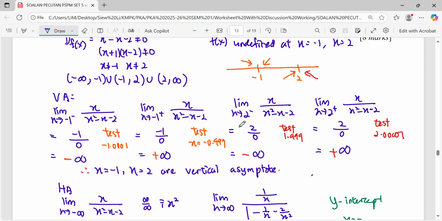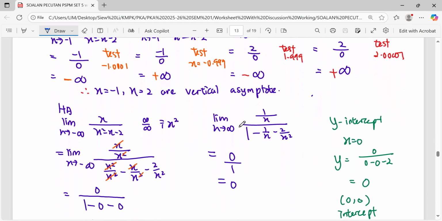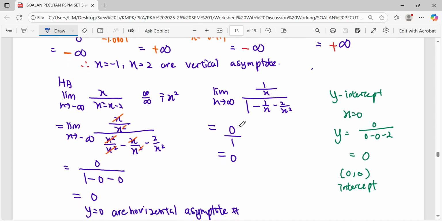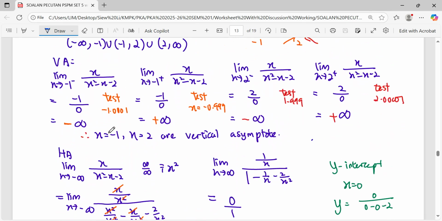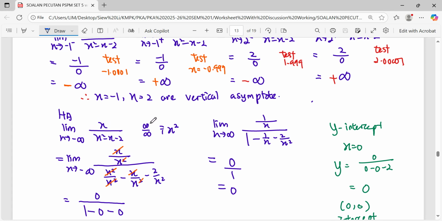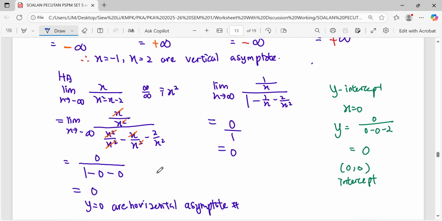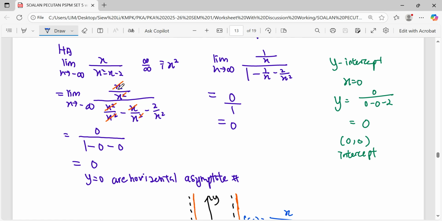When you want to find the horizontal asymptote, we take the limit as x approaches negative infinity and positive infinity. My function here is x over x squared minus x. When I substitute infinity inside, I get infinity over infinity, which is indeterminate form. To simplify, we divide by the highest power from the denominator, which is x squared. So this is divided by x squared, giving 1 over x. We simplify.